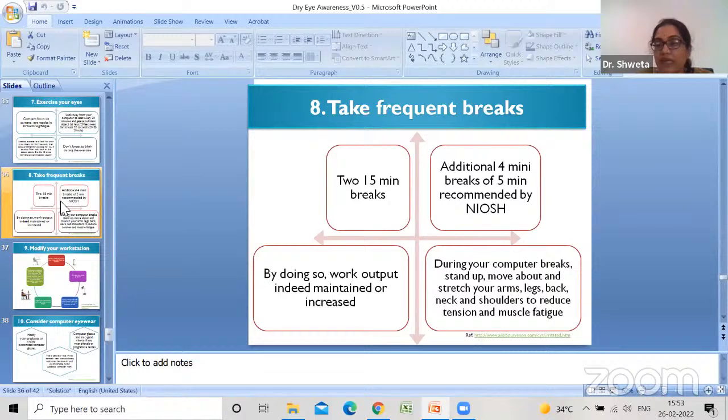So these frequent breaks are very much advised for people who are continuously working on the monitor screen, IT professionals, and nowadays all students who are in 10th, 12th standard, for the last 2 years they have been on screen from morning 8 o'clock to evening 6 o'clock. So they also need this.